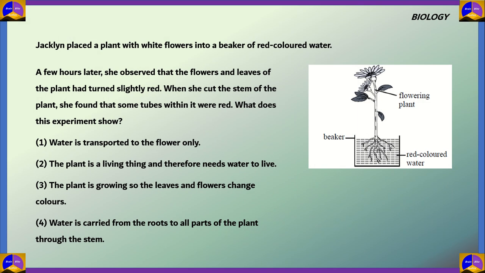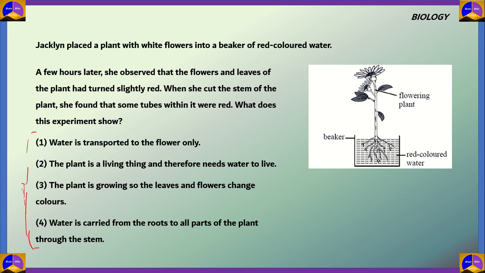Now, next question on biology. Jacqueline placed a plant with white flowers into a beaker of red-colored water. A few hours later, she observed that the flowers and leaves of the plant had turned slightly red. When she cut the stem of the plant, she found that some tubes within it were red. What does this experiment show? So we have 4 conclusions, and we need to find which of them is correct.